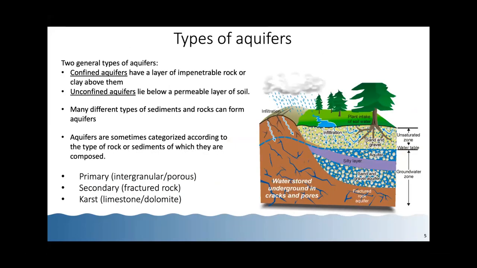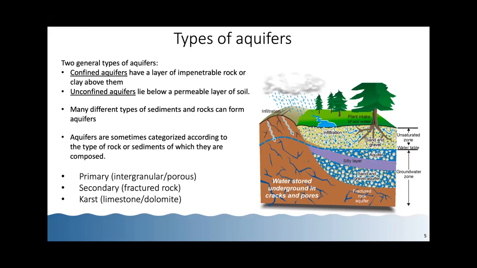So coming to the explanation of aquifers and different aquifers. There are two general types of aquifers. Firstly, confined aquifers have a layer of impenetrable rock or clay above them, and then unconfined aquifers lie below a permeable layer of soil. There are many different types of sediments and rocks that can form aquifers. Aquifers are sometimes characterized according to the type of rock or sediments of which they are composed.